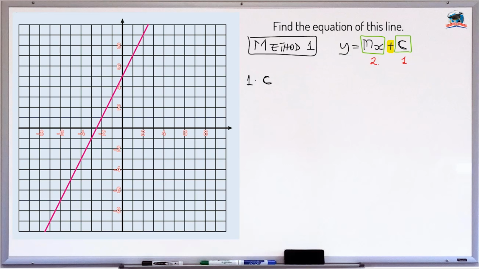Okay, let's create a box around it. That's what we want to talk about. Now, what is c? What does it stand for? Now, the c stands for the y-intercept. I will explain that in a minute. The y-intercept. What is the y-intercept?